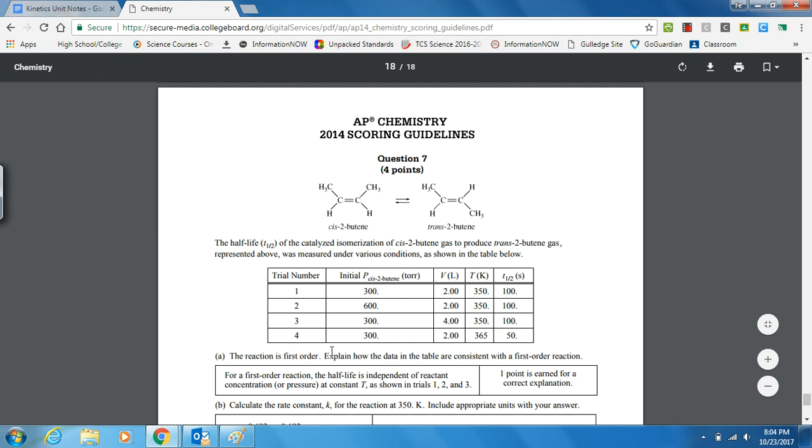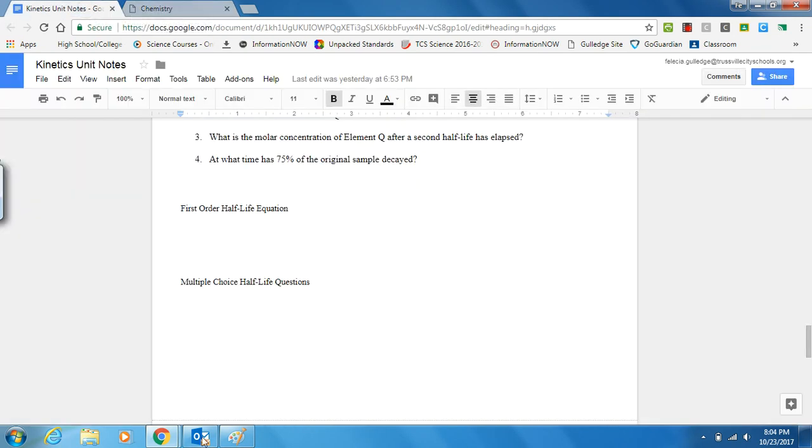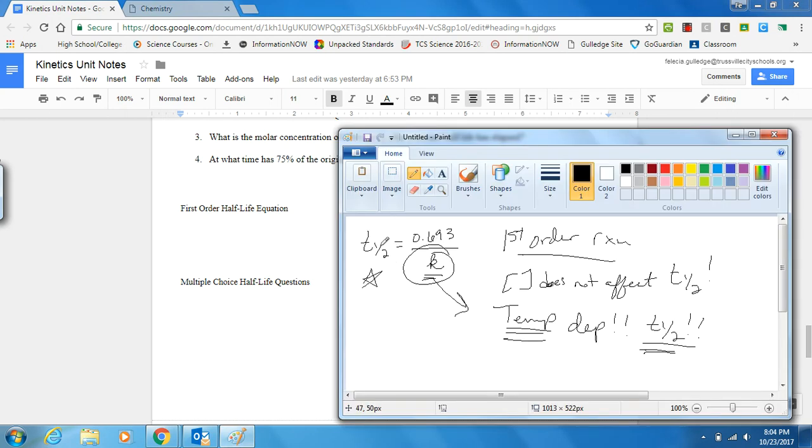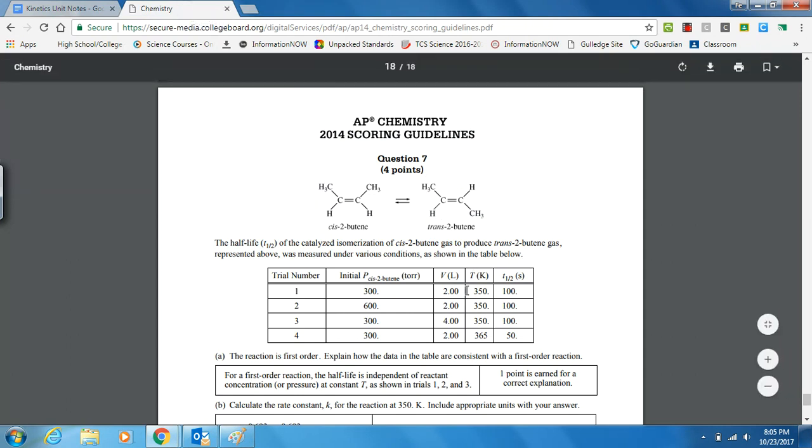Instead, what they had to talk about was the half-life equation, let me get that back up here. Since the half-life equation is 0.693 over k, concentration does not affect half-life, but a temperature change does. So let's go back and look at this data. Remember, a concentration change does not affect half-life. Here I'm changing pressure, which for gases is essentially concentration, and my half-life stays the same.